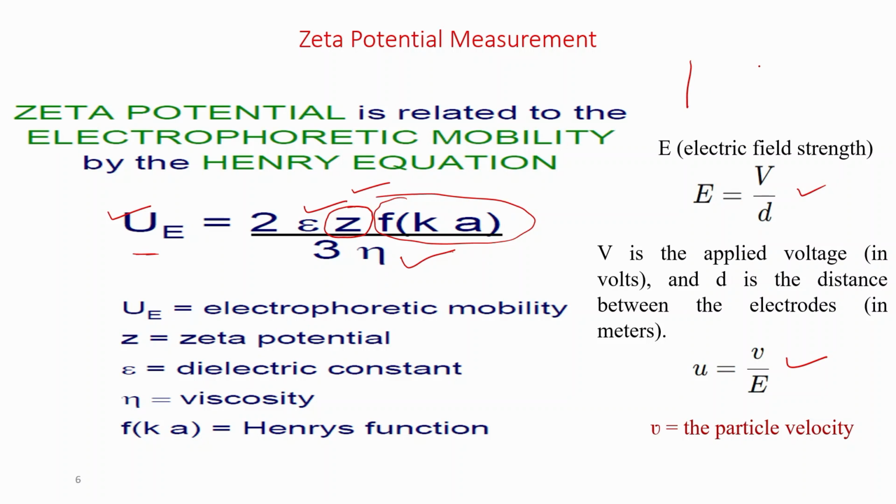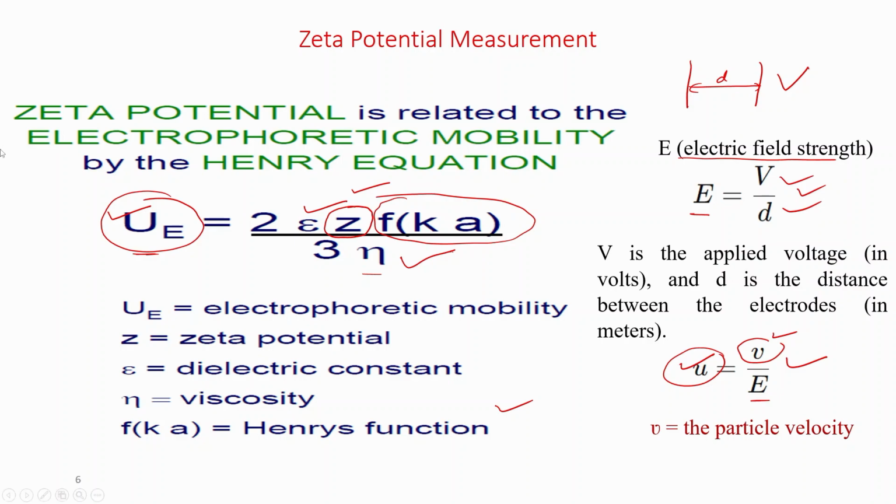So if this is an electrode and two electrodes are there, and this is the distance between the electrodes, D, and V the voltage applied, then electric field strength is given by V by D. This we know. And the velocity, as we have seen in the previous slide, is determined by the Doppler effect or laser Doppler electrophoresis. That velocity can be put in this equation, and then we have the electric field strength. So we will be able to know the electrophoretic mobility, and from this electrophoretic mobility and other values like dielectric constant, viscosity, Henry function, we will be able to calculate the zeta potential finally of the colloidal particles in the solution.